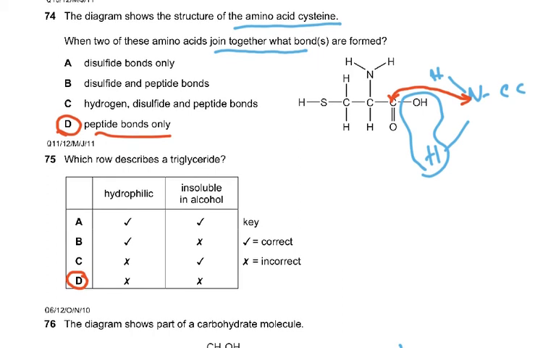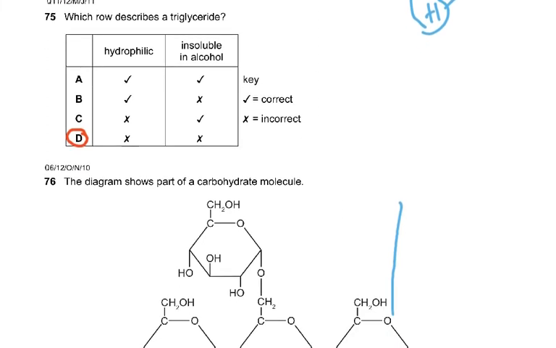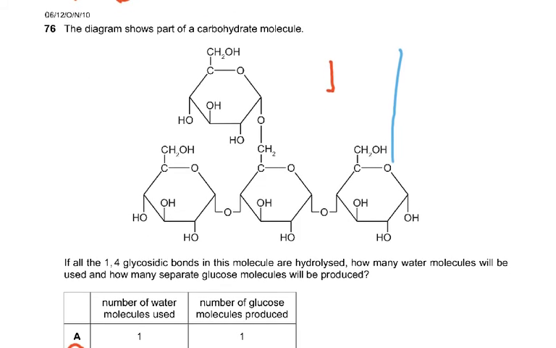Which row describes a triglyceride, hydrophilic, and insoluble in alcohol? Yes, question 75, I slightly misread it. Triglycerides are fats and they are soluble in alcohol. So that is why it's wrong to say they're insoluble in alcohol. And they are not hydrophilic, so that's why the answer was D. Then the diagram shows part of a carbohydrate molecule.